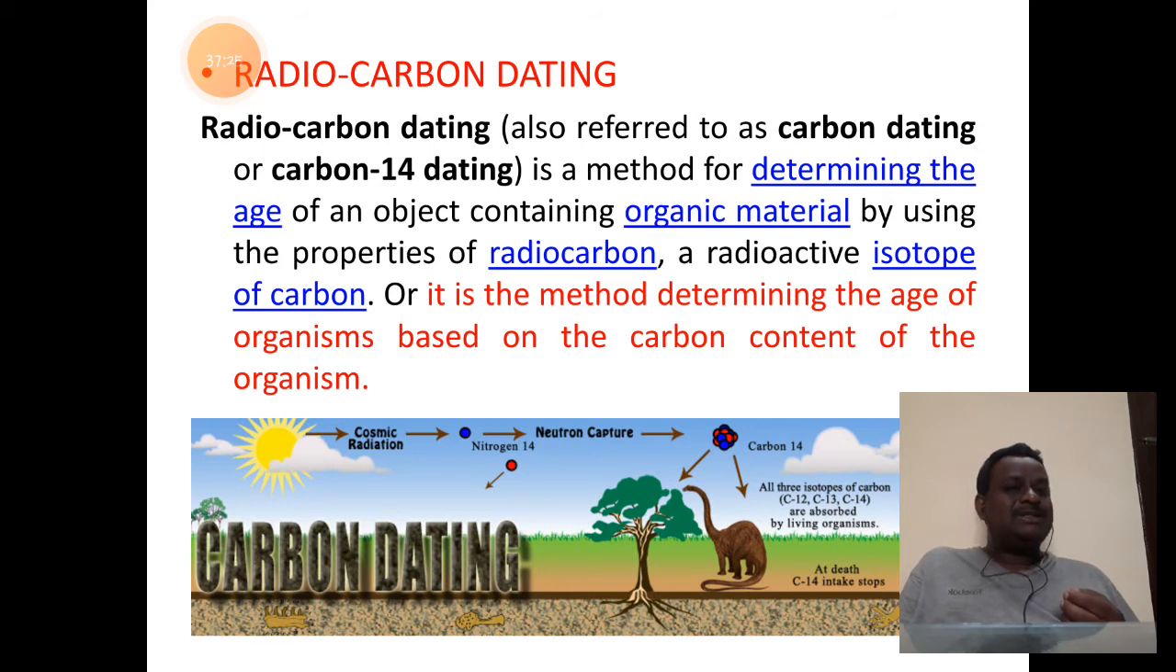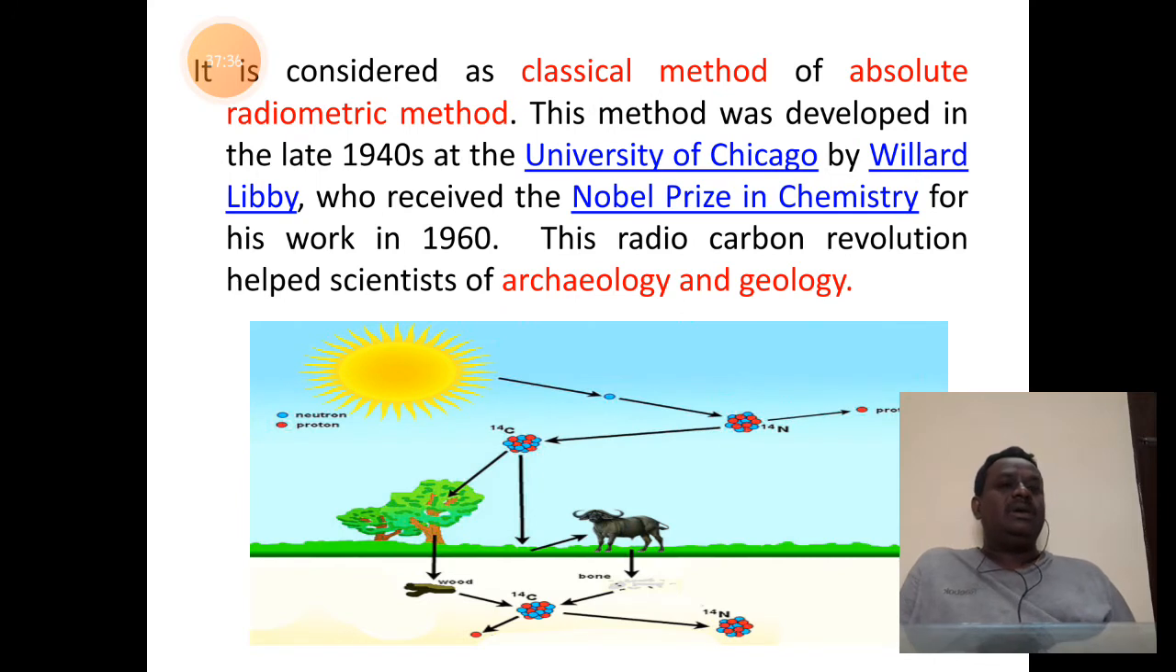This method determines the age of organisms based on the carbon content in it. So it is a classical method, a widely used method under absolute radiometric dating, but for the condition that the fossil should be containing carbon in it. So it should be the most recent form of fossils.